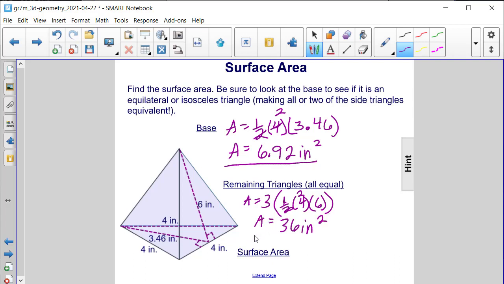All right, so that is the area for 3 triangles going around. So now to find the total surface area, we are going to add up the 6 92 and 36 together. And when we do that, we will get 42 92 square inches.